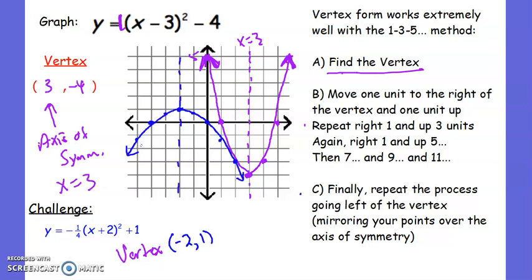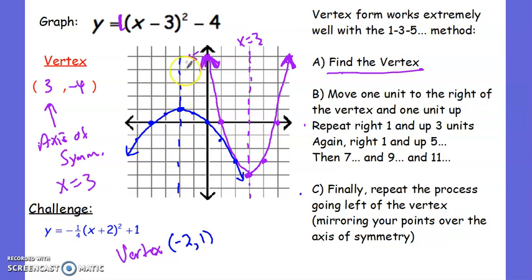Alright, here we are back again. Again, I took a good look at my equation. What would make my quantity equal 0? Well, if x was negative 2, negative 2 plus 2 would have been 0. 0 squared is 0, times negative a fourth is 0, plus 1 is 1. Negative 2, 1. Looks like a really good vertex.